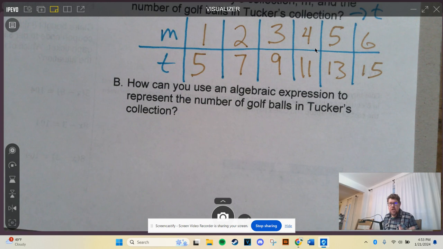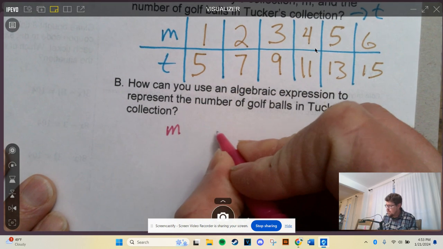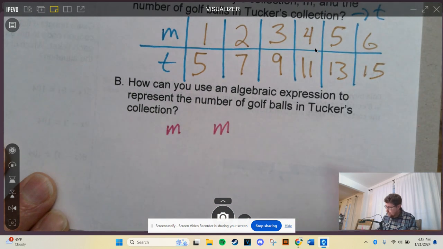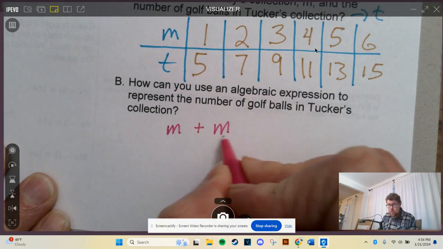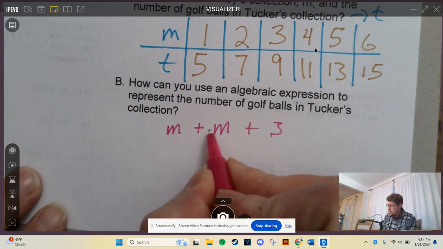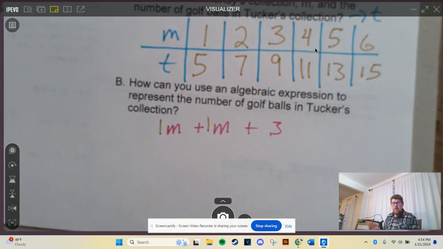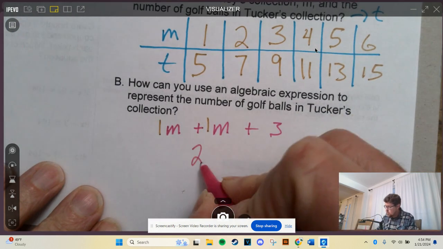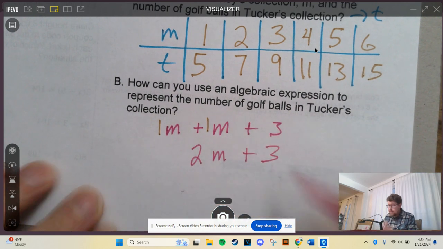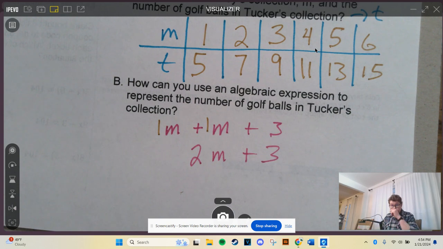So we know that Tucker is going to get twice as many golf balls as Marley, and then add 3 onto that total, right? So twice Marley, we can represent that with 2 M's, and then 3 more, right? We add those 2 M's together, and then we add 3 right there. We can simplify that a little bit by adding those 2 M's together. As a reminder, there's an invisible 1 in front of each of those M's, so it becomes 2M plus 3. So those are 2 different algebraic expressions that you could use to represent this situation, okay?